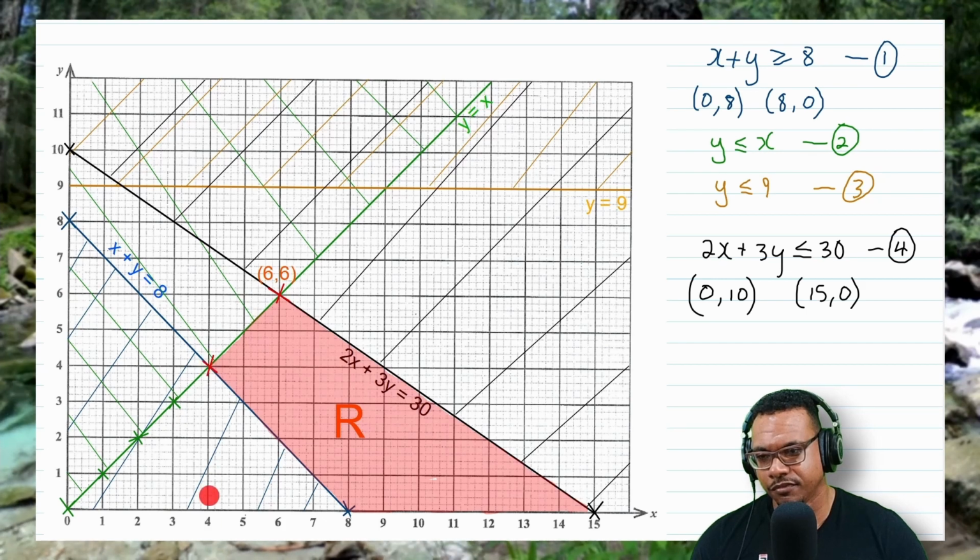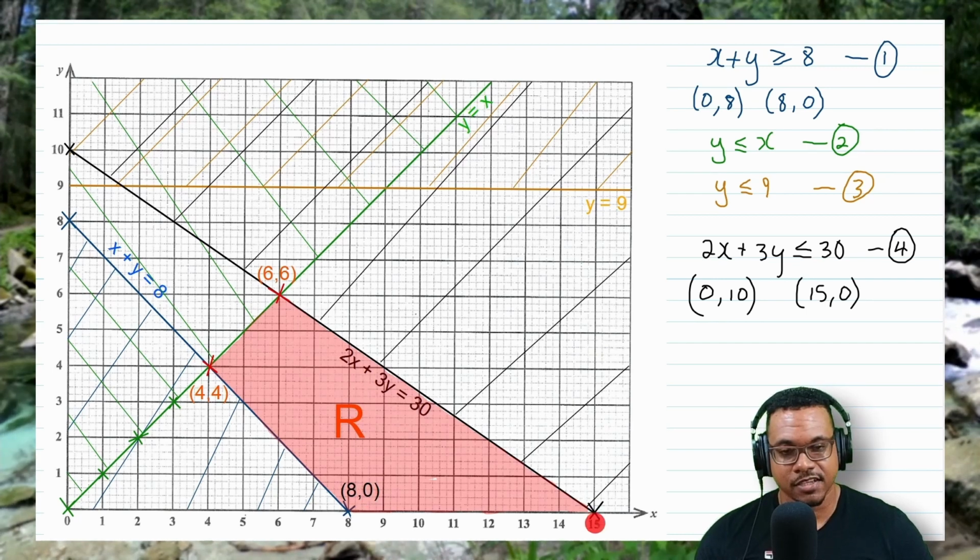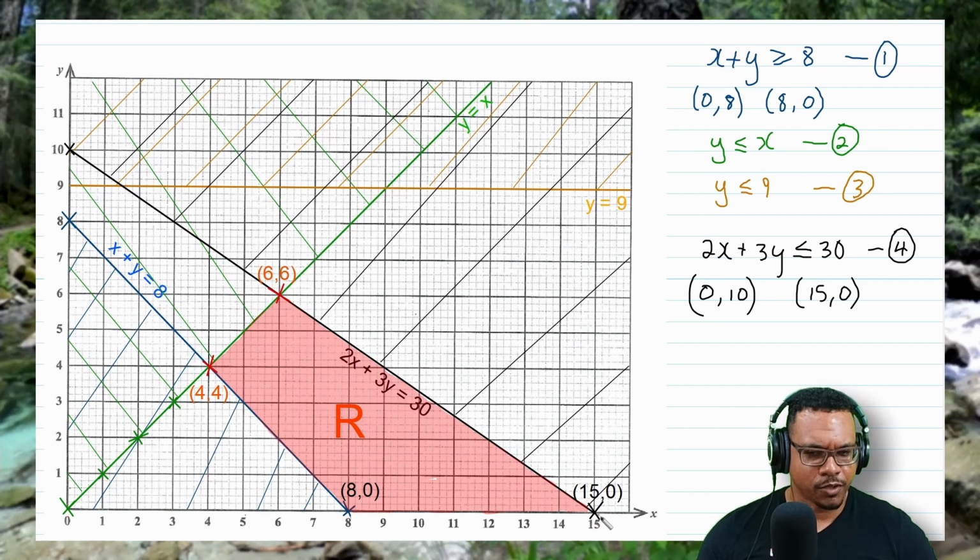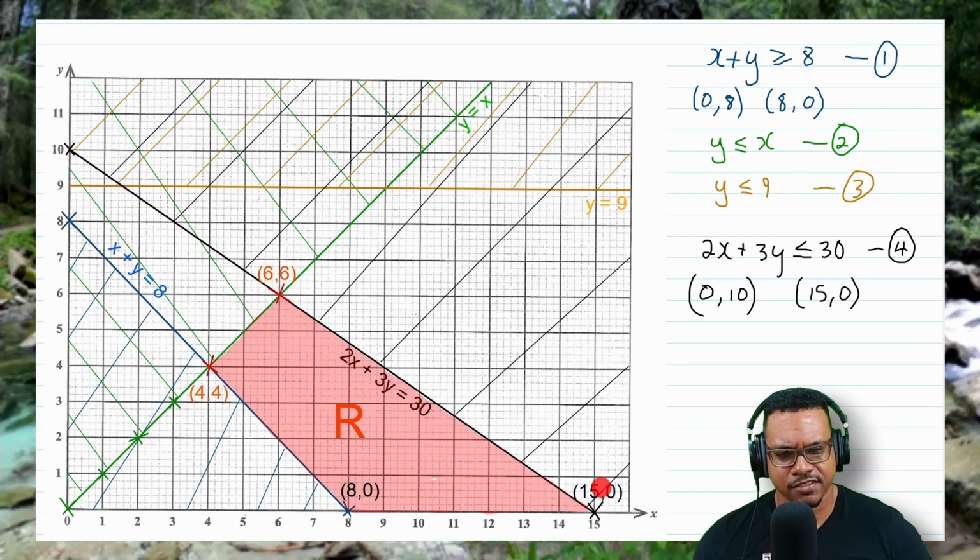Then this point here will be 4 on the x and 4 on the y. So I have the coordinates of this vertice as 4, 4. Now for this vertice, we have 8 on the x and 0 on the y. So that'll be 8, 0. And for this last one here, we have 15 on the x and 0 on the y. So I have my coordinate of this vertice as 15 and 0.